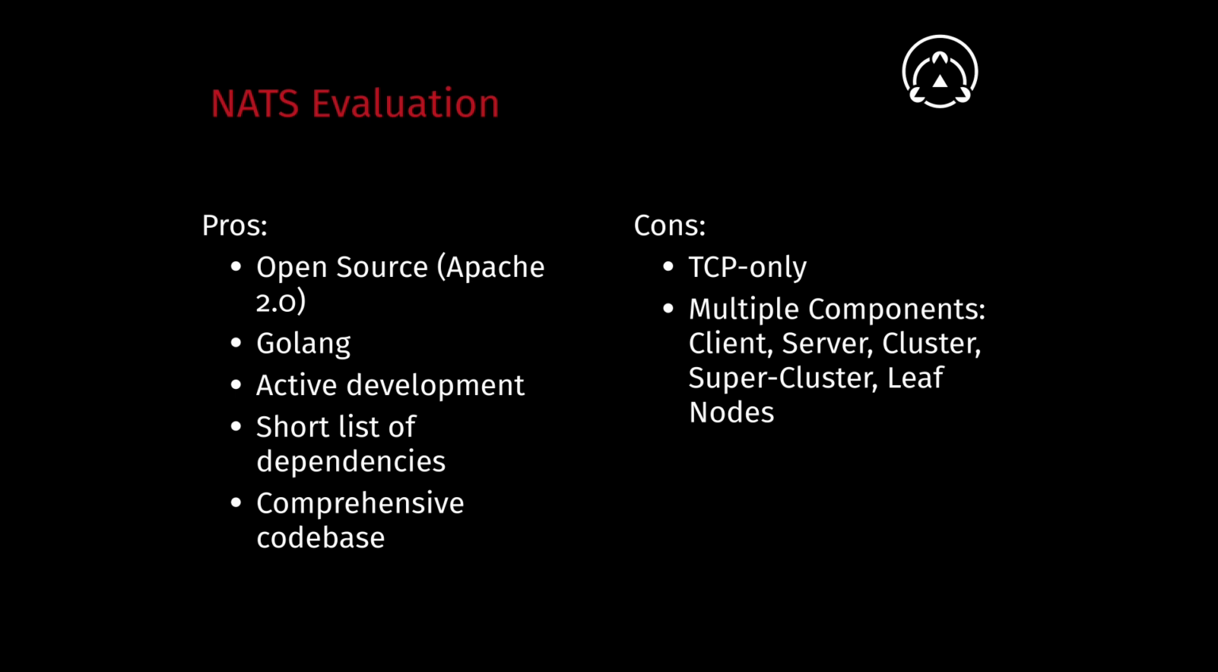TCP only makes sense for the type of communication NATS is doing, and it having multiple components, a client, a server, a cluster seems common, but then you've got things like a supercluster, which is a cluster of clusters, and you've got leaf nodes, which are just something else entirely. But they're all part of the way that NATS operates. So just having to factor those things in while porting was something I was going to have to keep in mind as I went into this.